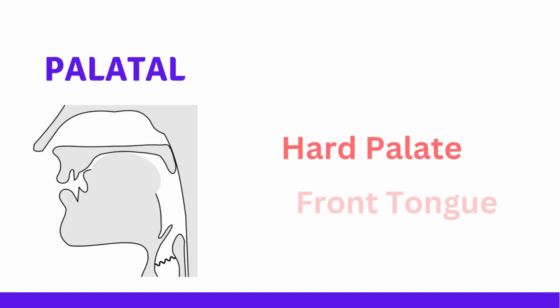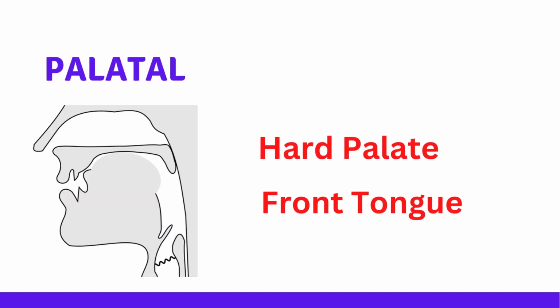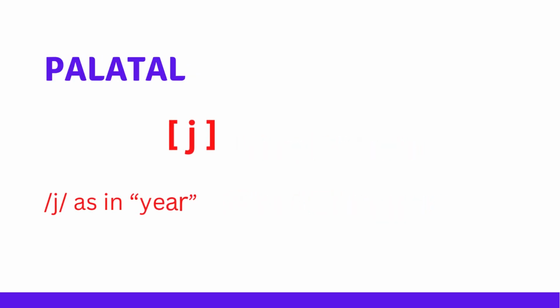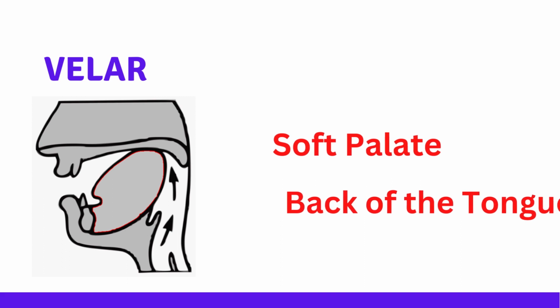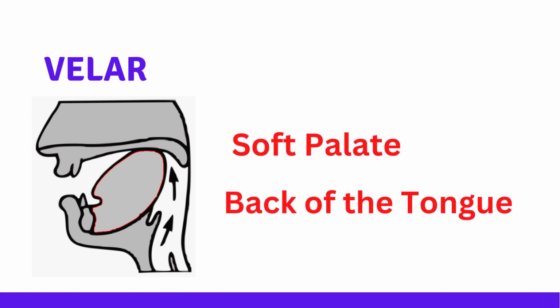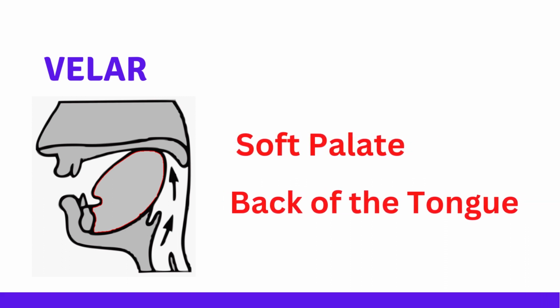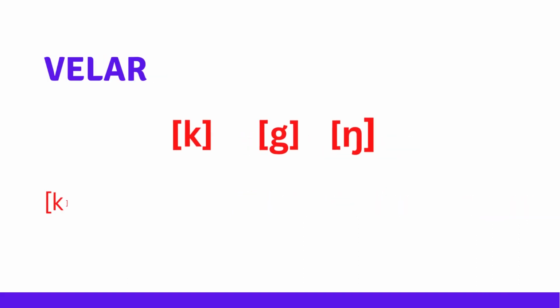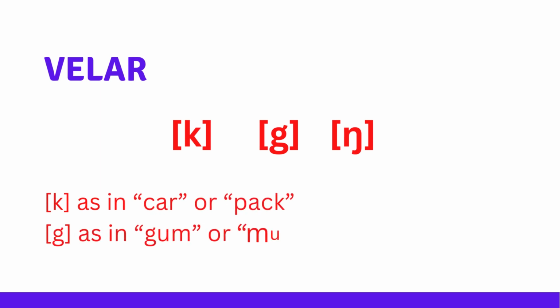Palatal sounds are produced by the front part of the tongue against the hard palate. Y as in year or you is the perfect example for palatal sound. Velar sounds are produced by the back part of the tongue against the soft palate, otherwise called velum. Example sounds are k, g, ng, k as in car or pack, g as in gum or mug.